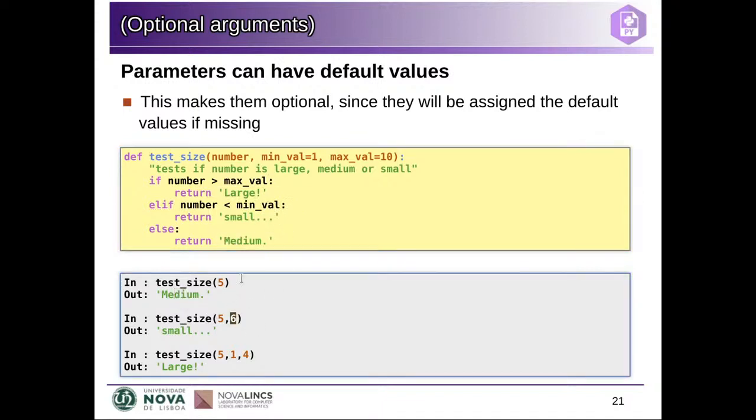But we can give different values to the other parameters. For example, we can put a 6 here, and so this will replace the default value of minval, and now minval will be 6. So now we get a return of small because our number is smaller than the minimum value. And the same thing here, if we give 5, 1, 4, this will give 5 to this parameter, 1 to this parameter, and 4 to the maxval parameter, and now we get this branch of the condition.